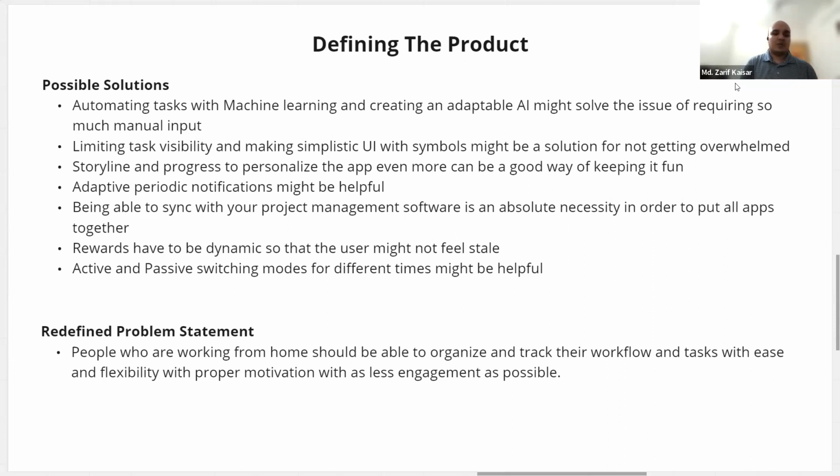I can understand, but what we figured is that sometimes you would require active engagement for a little bit of time, but mostly not. Much of the time it remains dormant, with passive engagement, and it gives periodic notifications and that kind of stuff. And we redefined the problem statement as: people who are working from home should be able to organize and track their tasks and workflow with ease and flexibility, with proper motivation, with as little engagement as possible.